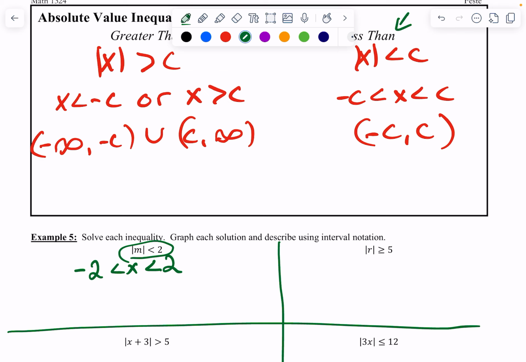When we graph it on the number line, now I'm going to make it a little bit simpler. It's open circles because it is not included, and it's the line between -2 and 2. Interval notation is parentheses open, -2, 2, parentheses closed.